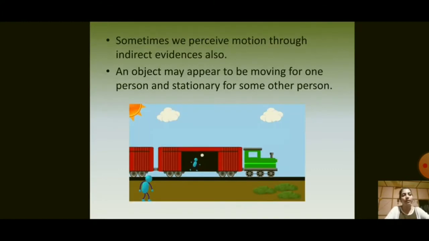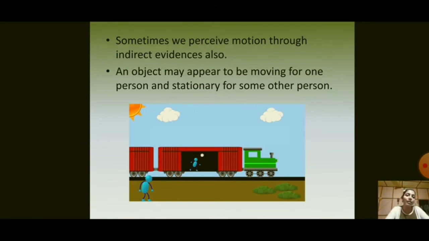Sometimes we also perceive motion through indirect evidence. For example, if wind is blowing, how will you understand? We will understand it with the help of the movement of the leaves of the trees. So this is one indirect evidence. Then an object may appear to be moving for one person and stationary for some other person. This is called relative motion, as I have explained in the previous slide also.